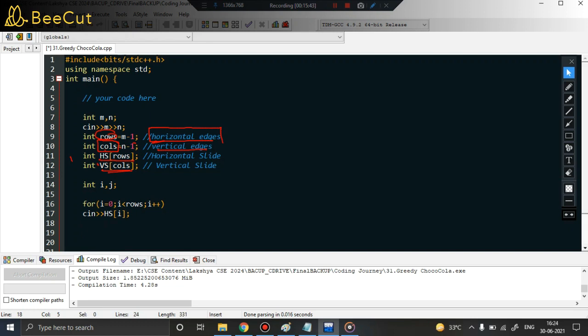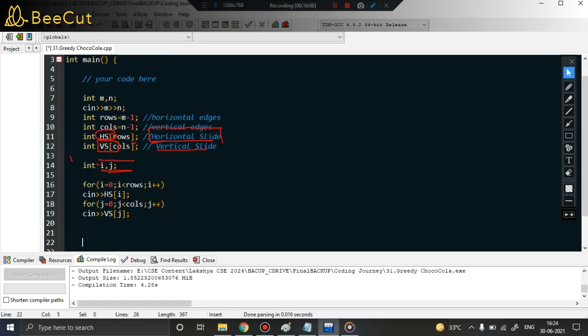And similarly, I'll be keeping track of the vertical edges. So I equal to 0, this time j equal to 0, j less than number of columns, and I'll be performing j plus plus. Great. And what will I store? Cin VS of j. So this is what I will store.